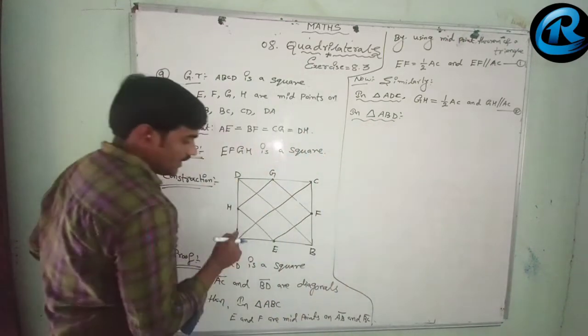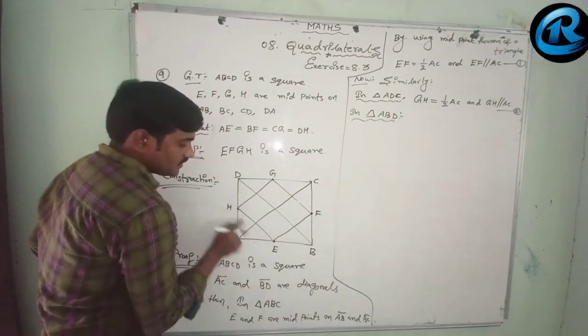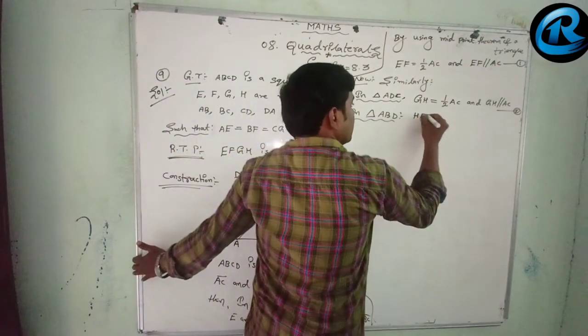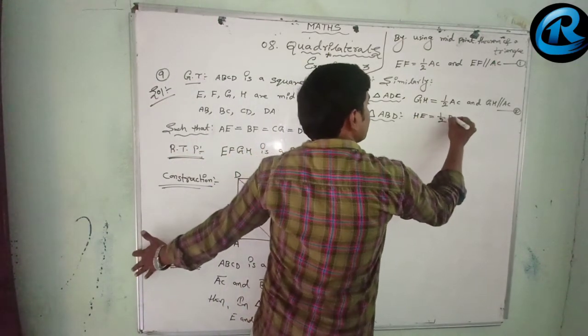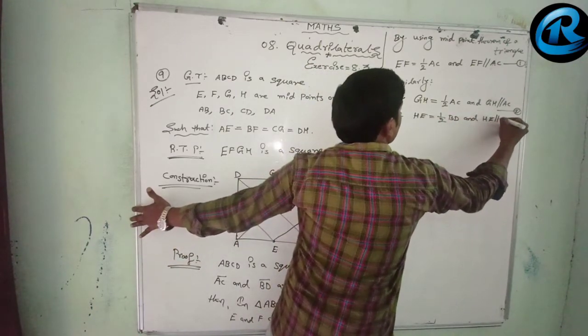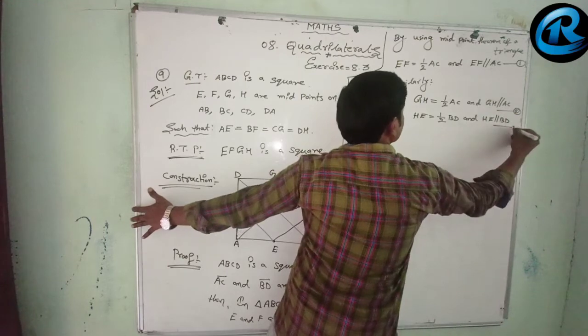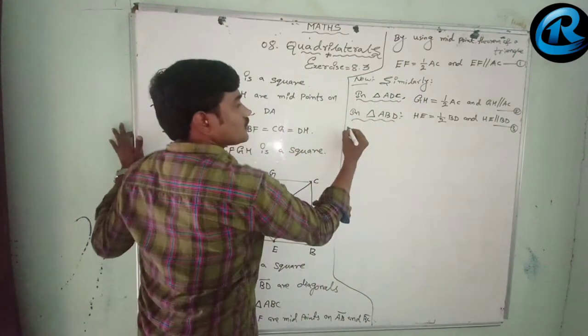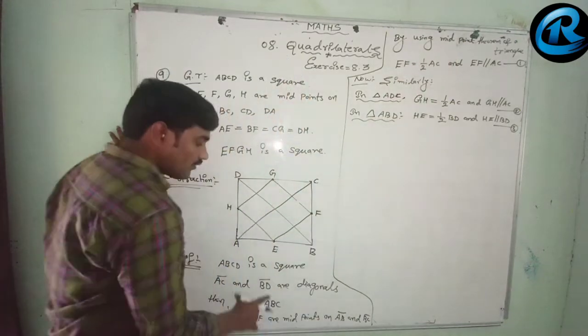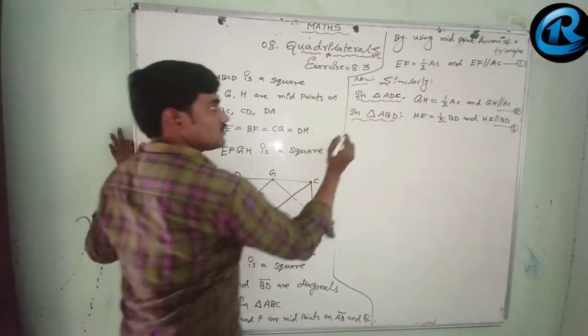So in ABD, HE is half of the BD and HE is parallel to BD. This is equation number 3. All this is by using the midpoint theorem of triangle. So we solve one and write the others directly.